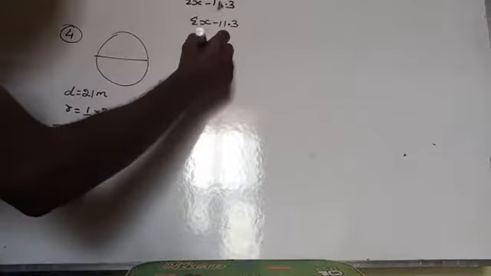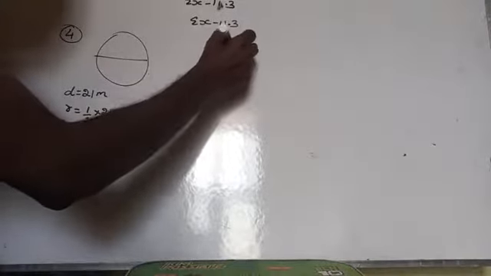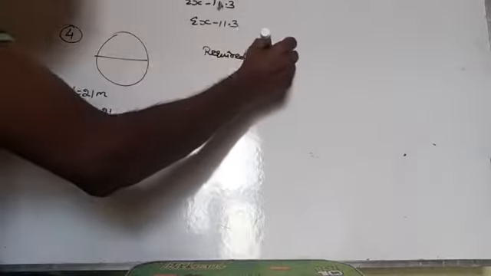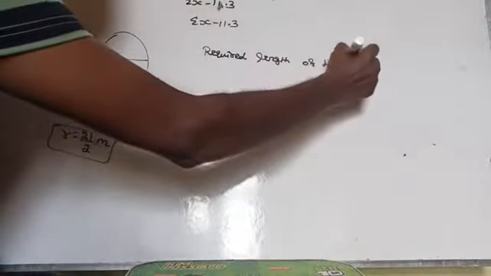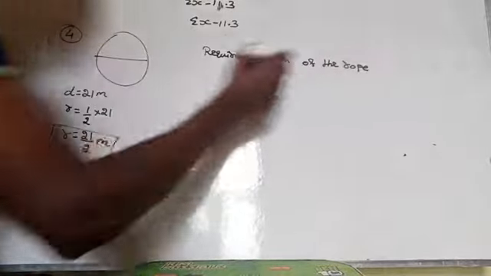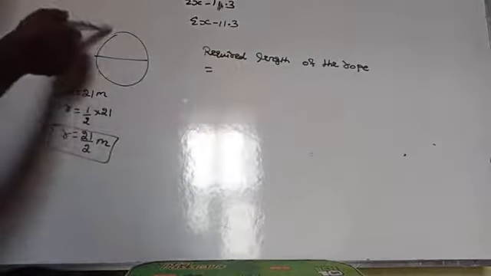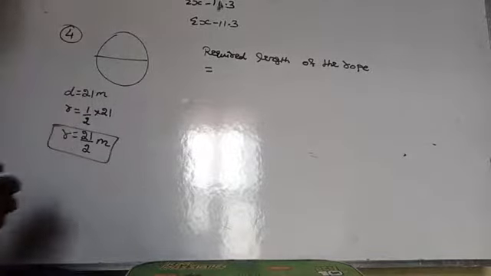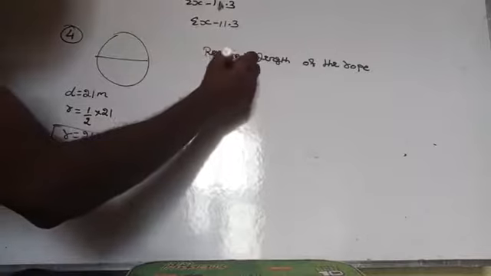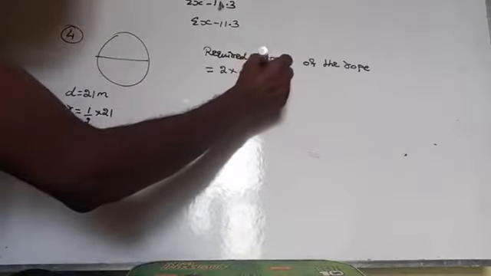What is the required length of the rope? It is equal to 2 times the circumference of the circle, because he wants to fence around the circle 2 rounds. So the required length of the rope equals 2 times the circumference of the circle.